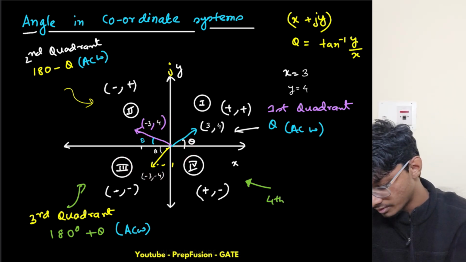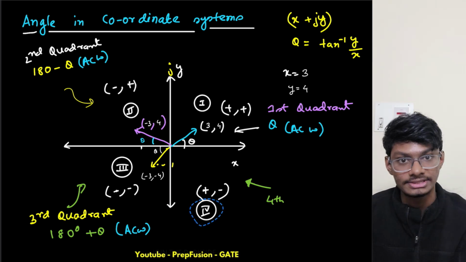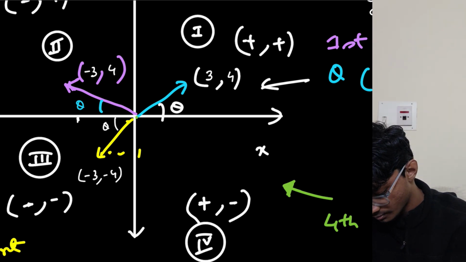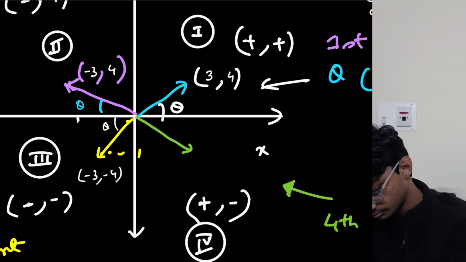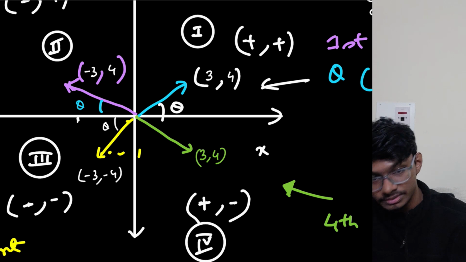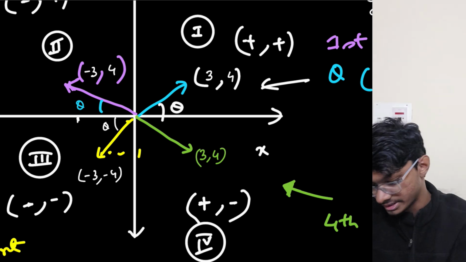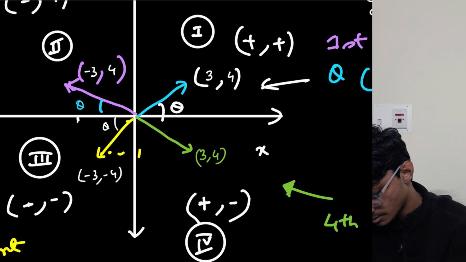So here, what is my theta? What are x and y? X is positive, my y is negative. So if x is positive and y is negative, let me write this one as 3, 4. And what is my theta? Again, my angle will be opposite to my y side. So y is here, and the angle will be here, as this is y.